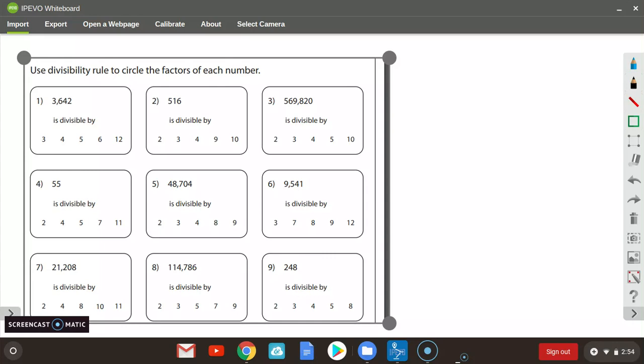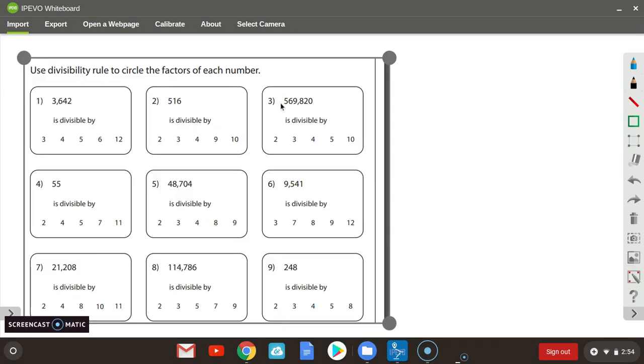Our focus for today's lesson is going to be looking at divisibility rules. Divisibility rules are a set of tips and tricks that I can use to figure out really quickly if one number is divisible by another number. When we take a look at these really large values, this one like 55 we could look at and pretty easily determine what the divisibility is going to be.